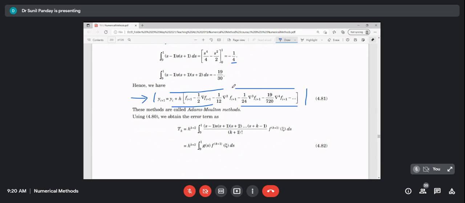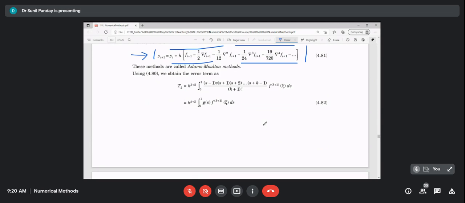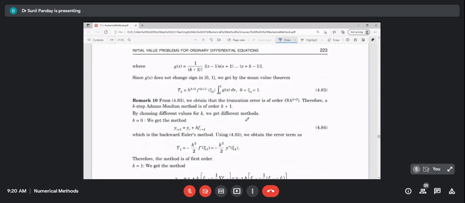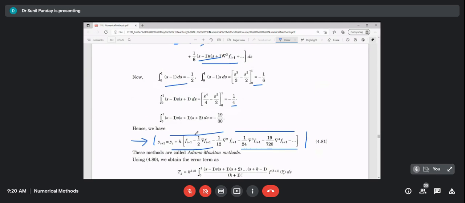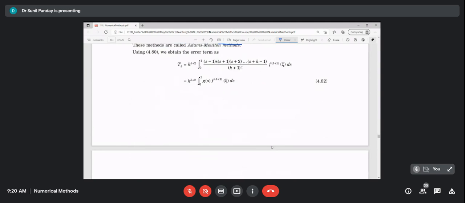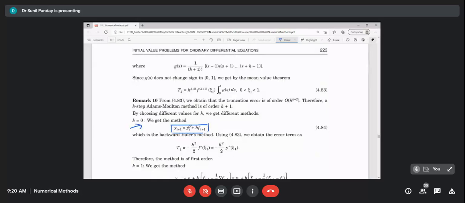So here we are taking k points. You have to understand that if we take k equal to 0, we'll get this as a method. As k equal to 0, we are taking only 1 point, so it's like a constant. The first and higher order differences are 0. So we'll have this one.